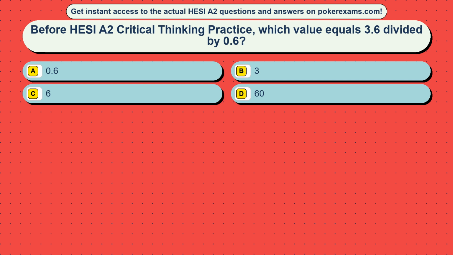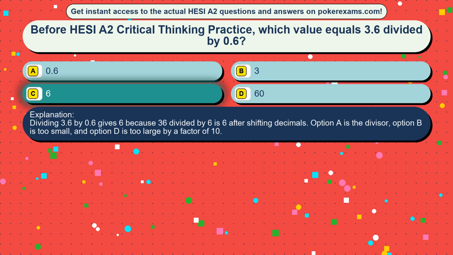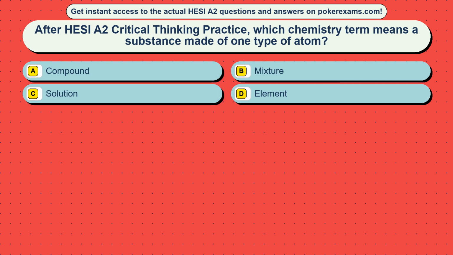Question 25. Before HESI A2 critical thinking practice, which value equals 3.6 divided by 0.6? Option A, 0.6. Option B, 3. Option C, 6. Option D, 60. The correct answer is option C, 6. Dividing 3.6 by 0.6 gives 6 because 36 divided by 6 is 6 after shifting decimals. Option A is the divisor, option B is too small, and option D is too large by a factor of 10.